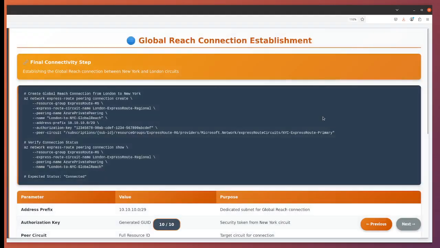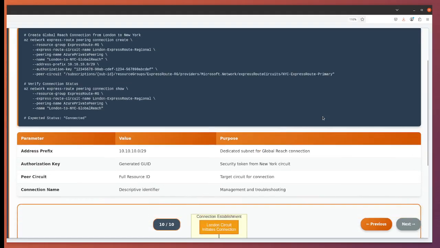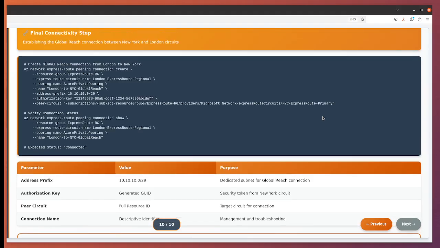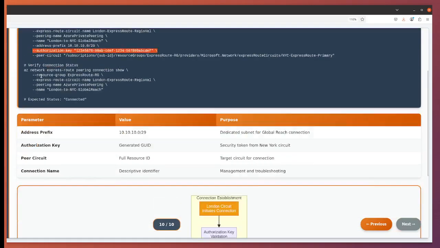Global reach connection establishment. This final step brings everything together by establishing the actual global reach connection between our New York and London circuits. The command runs from the London circuit perspective, using the authorization key we generated from New York. This creates the logical connection that enables direct communication between our sites.